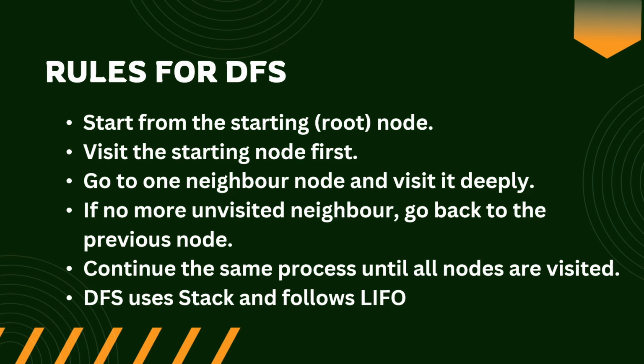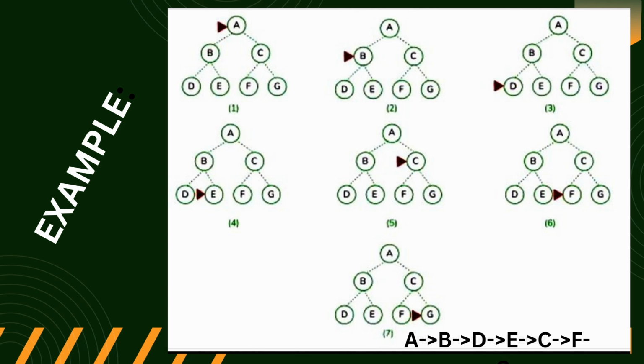Okay, let us move to the example. Let me explain DFS by an example. Let's start at A. As step 1, we start at node A and visit it first. Then we look at A's neighbors. There are two neighbors, B and C. DFS always goes deep, so we move to the first neighbor B. As step 2, we visit B and check its neighbors. It has D and E. DFS goes to the first neighbor D.